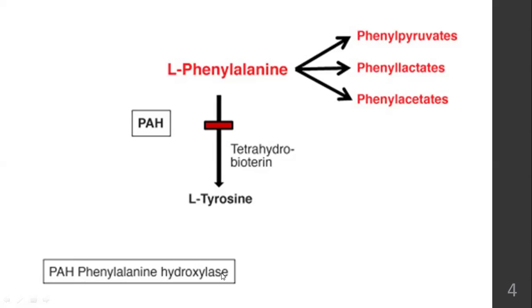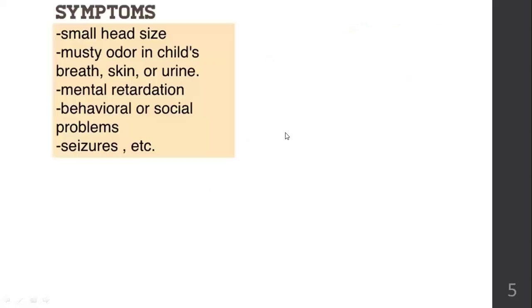Phenylalanine hydroxylase is the enzyme. If that is absent, phenylalanine cannot be broken down. Your body will accumulate phenylalanine. Even through breast milk, the child can become sick. So what are the symptoms? In detail, they have given too much explanation of this disease condition, but you just have to understand the basic concept of it.